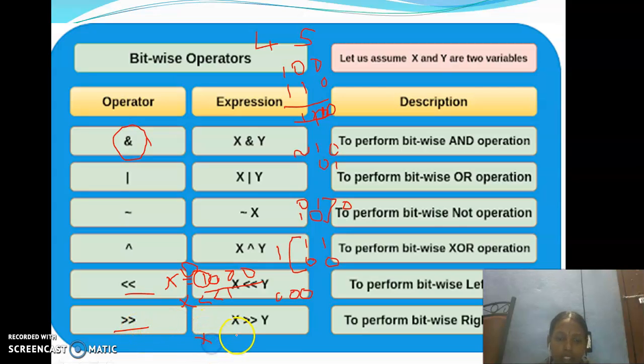For example, x contains 1, 0, 0, 0, 1. If I perform x right shift by 1, that means right shift operator by one element. So which is the rightmost bit in this value of x? Now this 1 will be the rightmost bit. So this will be shifted. The x contains now only 1, 0, 0, 0. That's it. So this will be the value of x. So these are the bitwise operators. These are the most important operators when we go for any competitive exams.